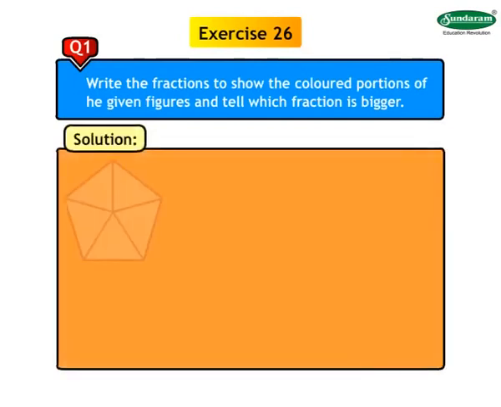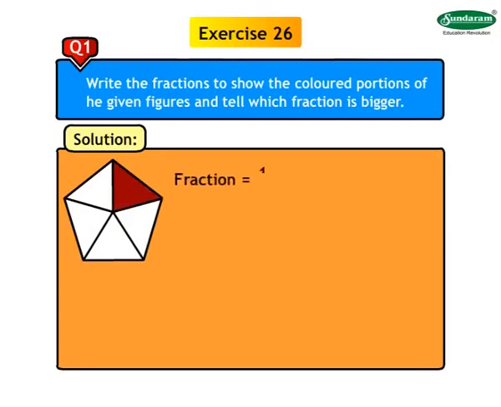Solution. We can see that the pentagon is divided into 5 equal parts. So the denominator of the fraction will be 5. Only one part out of 5 equal parts is colored. So the numerator of the required fraction will be 1. Thus, the fraction will be 1 upon 5.